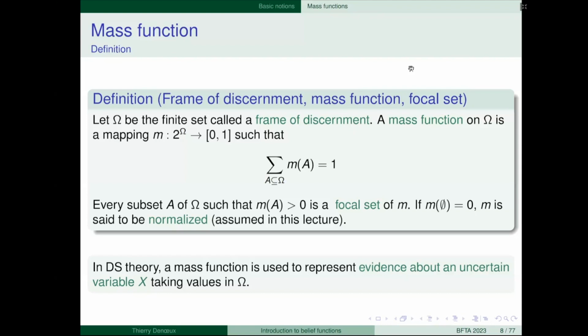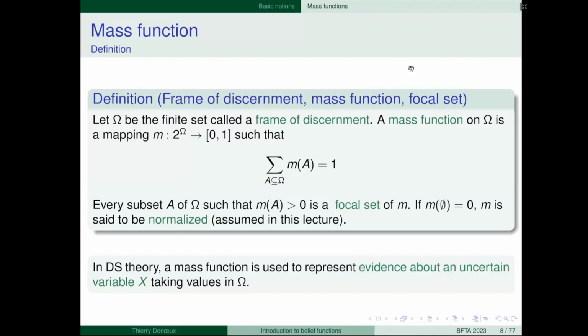So we attach to each subset of omega a number between 0 and 1. The sum of these numbers is equal to 1. And almost always, we will have an additional constraint: these numbers are called masses, and the mass assigned to the empty set is 0. Only in some specific applications like clustering, which I will come back to tomorrow, do we sometimes relax this assumption. So this is a very simple mathematical definition.